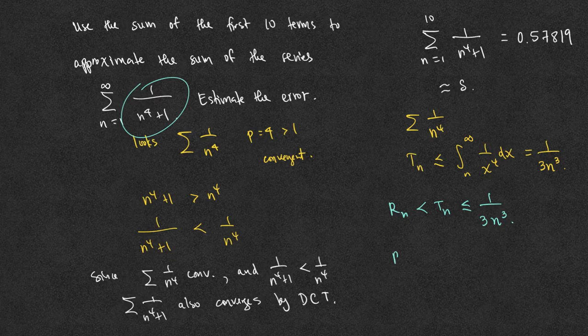In this case, n is 10 because we're using the first 10 terms. We find that R sub n is less than or equal to 1 over 3 times 10 cubed. This is approximately 0.000333, and this is the error involved in the approximation.